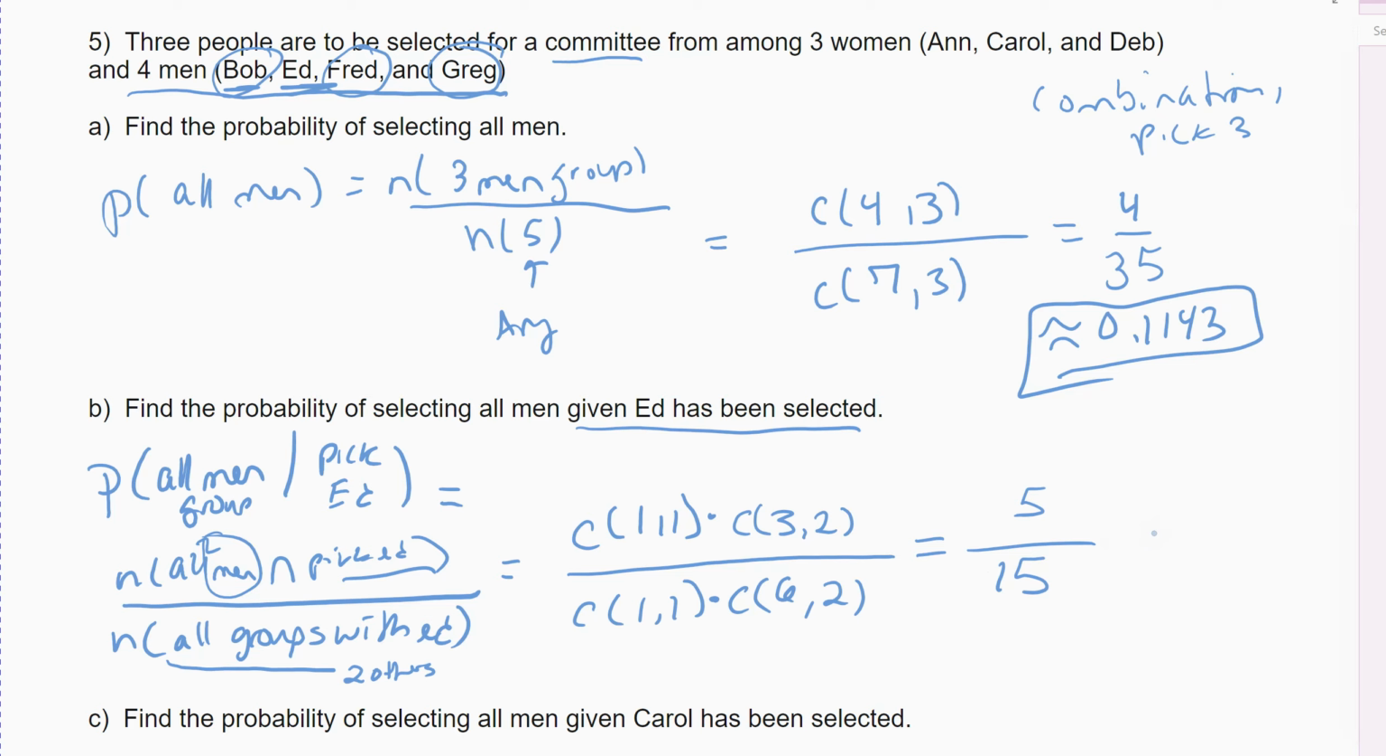or sorry, I couldn't read my computer. Combination 3 choose 2 is 3, not 5, so make sure you make that correction.